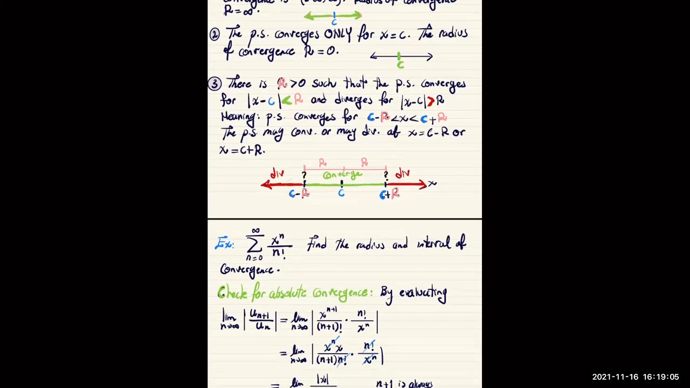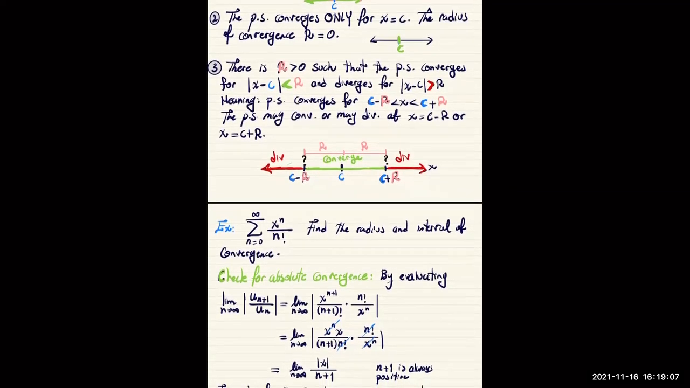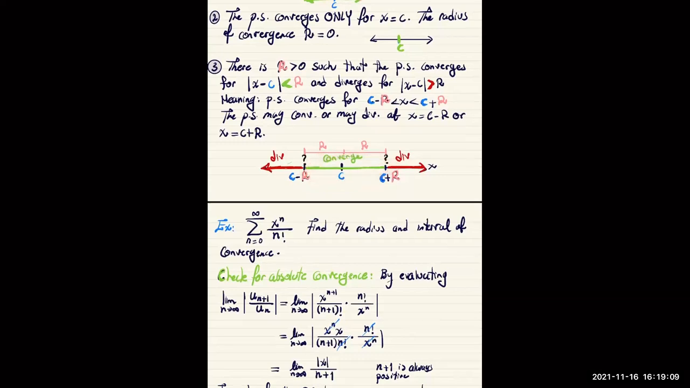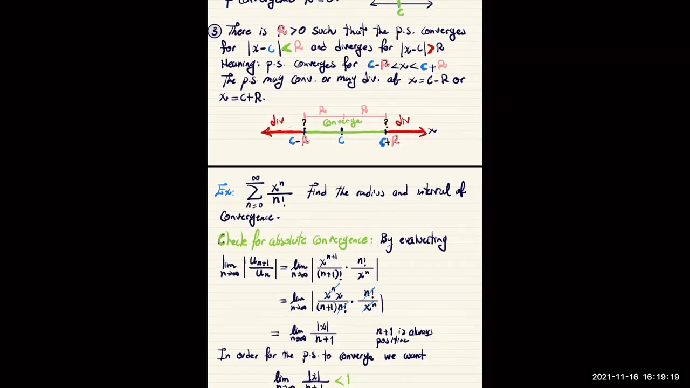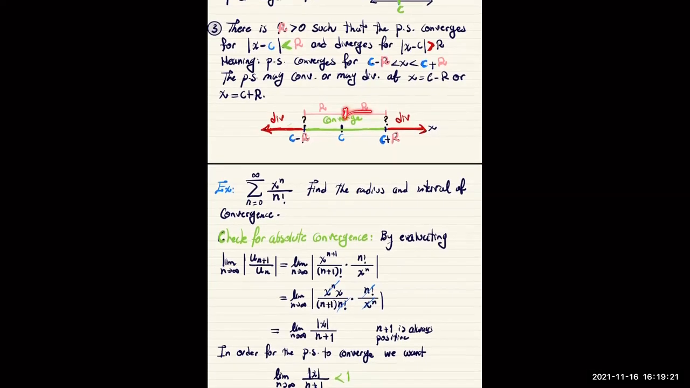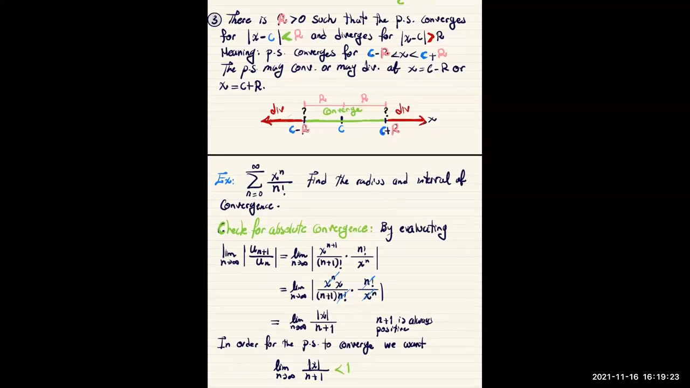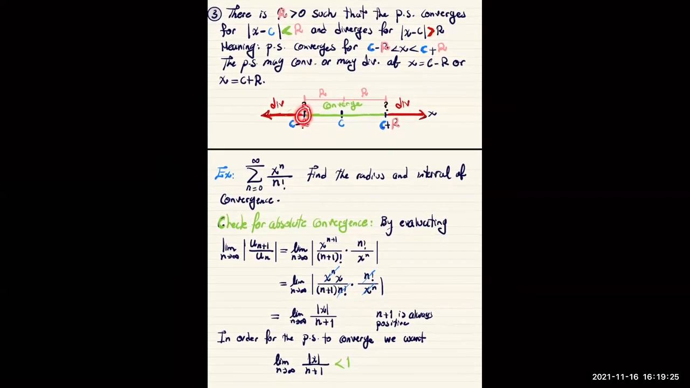And then we have power series that converge on a finite interval and diverge everywhere else. Okay, so we have an interval of convergence. There is a finite radius of convergence, and we don't know what happens at the endpoints.